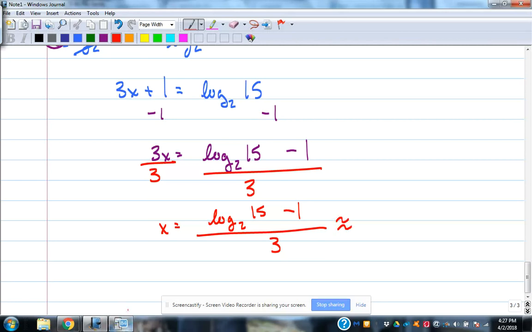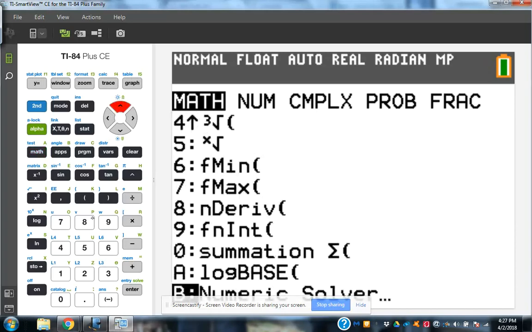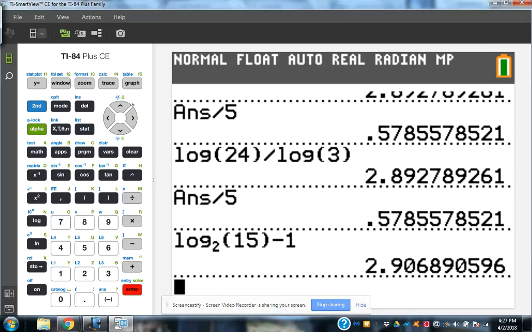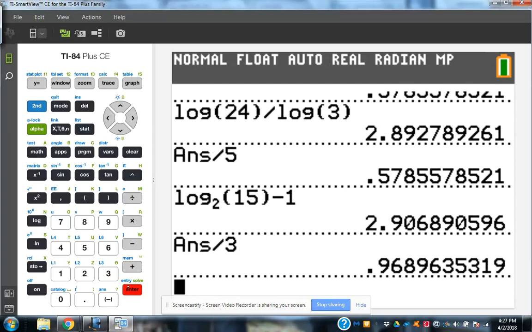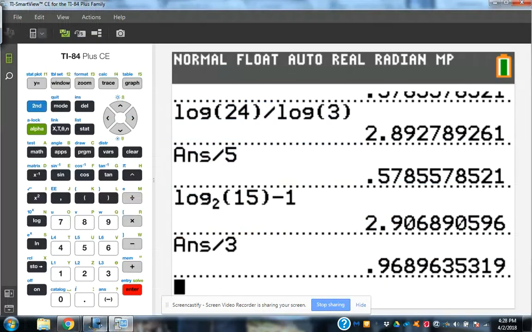Let's get a decimal approximation for that. Going to log base 2 of 15, subtracting 1, getting that answer, and dividing it by 3. 0.9690. You round to 4 decimal places. This 6 makes the 9 go up. If the 9 goes up, the 8 has to go up. 0.9690.